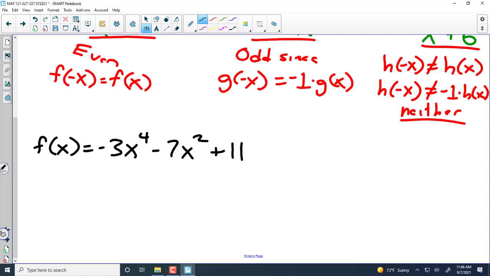Some people look at this thing and they say, look at all those odd numbers in there, that negative 3, that negative 7, the 11. But it turns out, even though these numbers are odd, this is an even function.